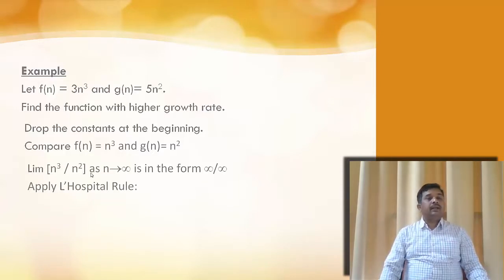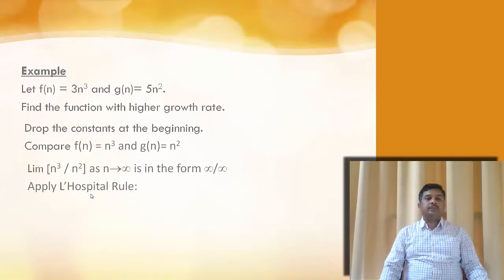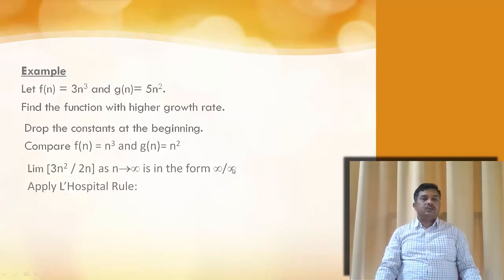So now take limit. So limit fn by gn, it means n cube by n square as n tends to infinity. So if we'll substitute infinity, it is in infinity by infinity form. So we can apply L'Hospital rule. So what we have to do, we have to differentiate it. So n cube's differentiation is 3n square and n square differentiation is 2n. So limit 3n square by 2n as n tends to infinity.